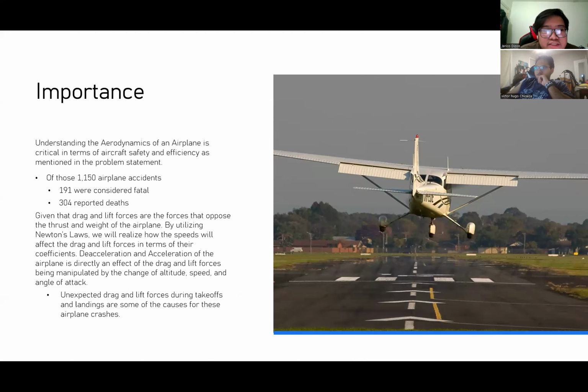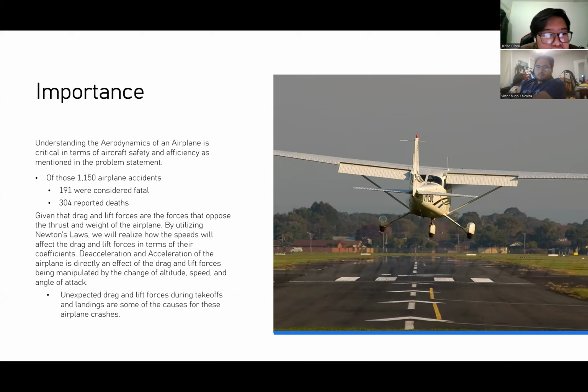Moreover, understanding the aerodynamics of a Cessna 182 airplane and airplanes in general is critical in terms of aircraft safety and efficiency, as mentioned in the problem statement, where the National Safety Council mentioned that of those 1,150 airplane crashes or accidents, 191 were considered fatal, which were a reported number of 304 deaths. The drag and lift forces oppose the thrust and weight of the airplane, which keeps it at a constant speed and a constant altitude.